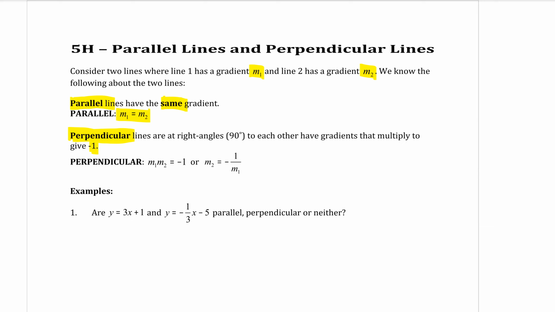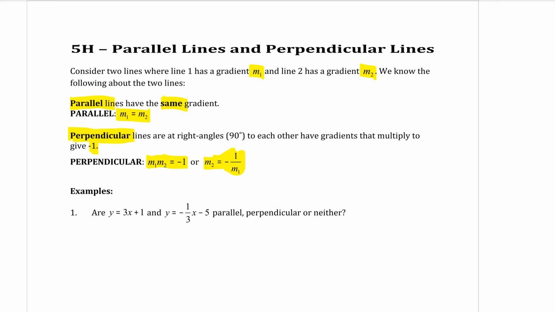We can write it as m1 times m2 equals -1, and you would use that version if you were trying to show that lines were perpendicular. So you'd times the two gradients together and you'd get a -1. If you had one gradient and you're trying to find the one that was perpendicular, you would use this one. So you'd sub in the m1 on the bottom of that fraction and it would tell you the perpendicular gradient. It is always the negative reciprocal.